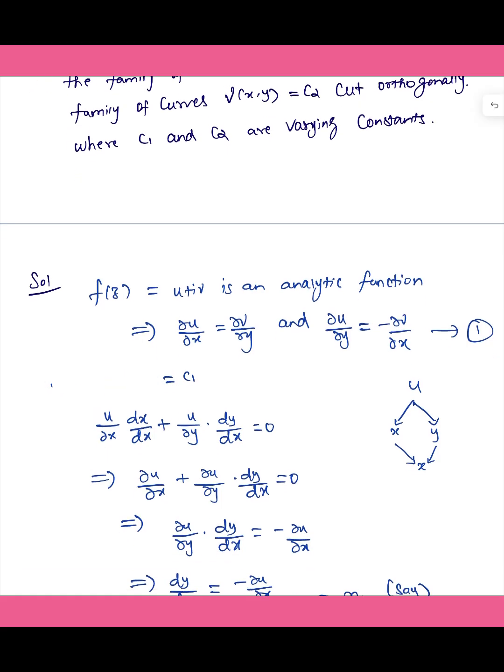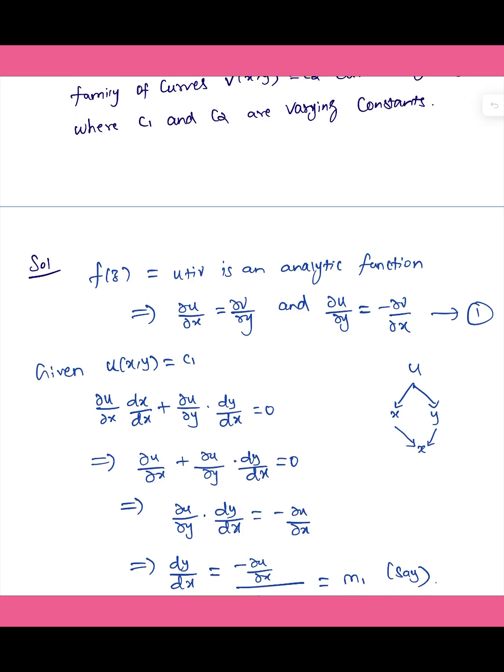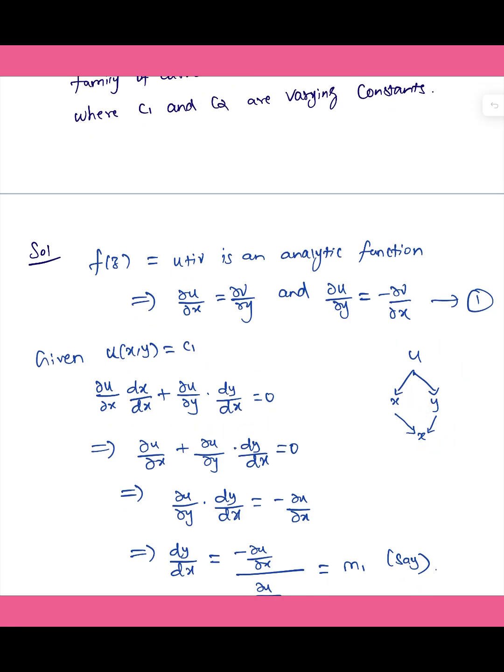Now, given that u is a constant, since u is a function of x and y, and y is again a function of x, we need a result like dy by dx. So you differentiate u with respect to x partially: dou u by dou x into dx by dx, plus dou u by dou y into dy by dx. Because y is a function of x, it is a single variable, so you write dy by dx, not dou y by dou x.